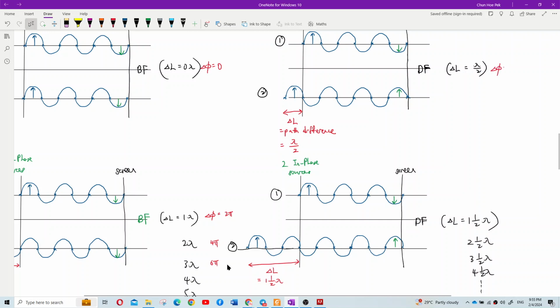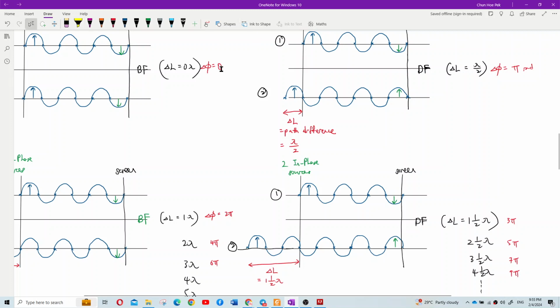Kalau delta L half lambda is considered as pi radian. Kalau yang 1.5 lambda considered berapa tu? 3 pi radian. Kalau 2.5 lambda jadi 5 pi. Kalau 3.5 lambda jadi 7 pi. 4.5 lambda jadi 9 pi. So, begini kelas.